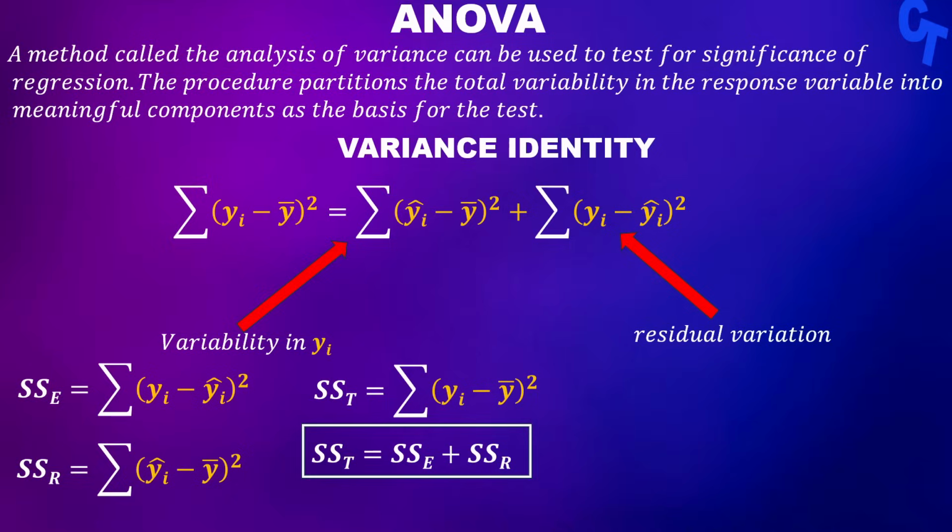Now let's go to the ANOVA, a formal test for the significance of regression. It is given by F naught equals SSR over 1 divided by SSE over n minus 2, which can be simplified to MSR over MSE. The quantities MSR equals SSR over 1 and MSE equals SSE over n minus 2 are called mean squares. The null hypothesis is rejected in an analysis of variance when the p-value is less than the significance level, or when the F test statistic is greater than the F critical value. Remember that alpha is the level of significance.